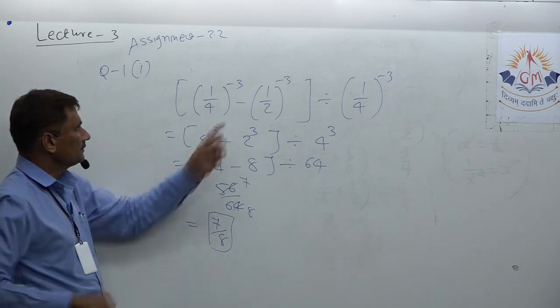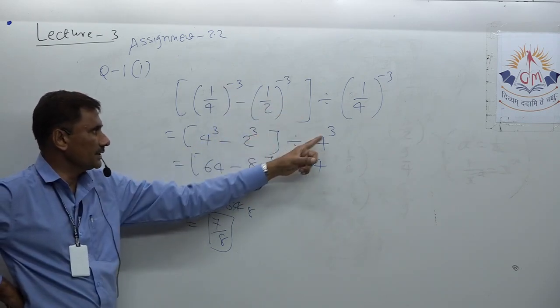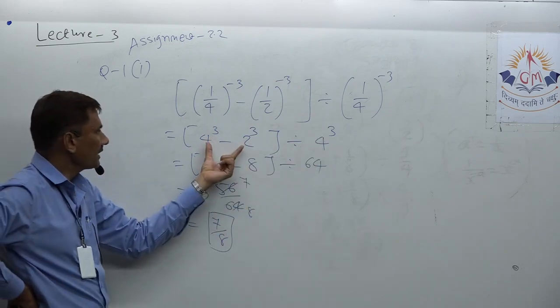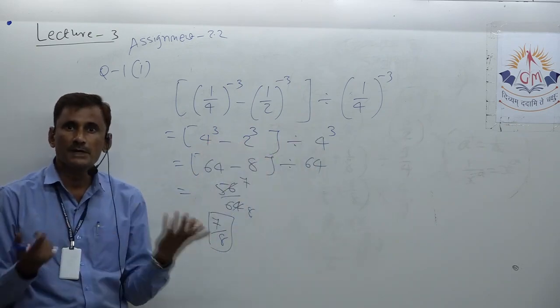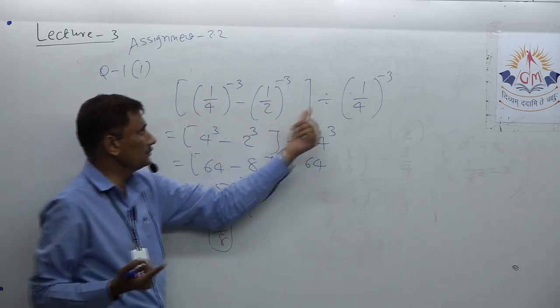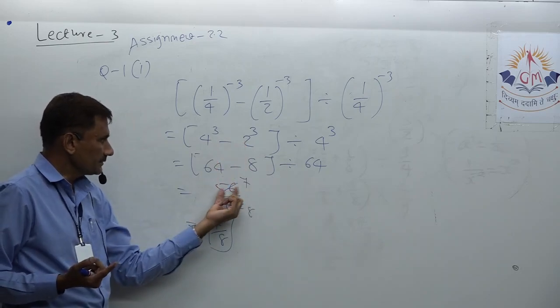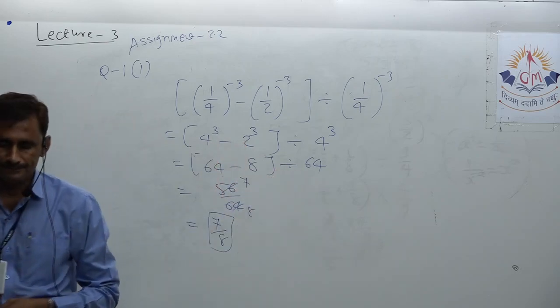Explaining again, first of all the three exponents are converted into positive ones by writing the inverse of the base everywhere. So 1 by 4 is inverse 4, 1 by 2 is inverse 2, 1 by 4 is 4. Now the values are written everywhere, subtraction is done and cancelling is there.